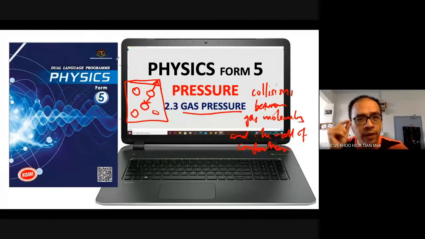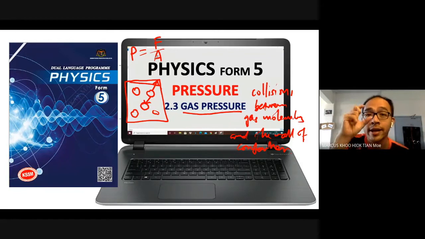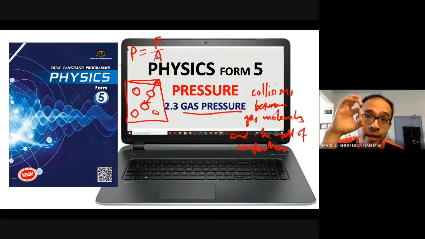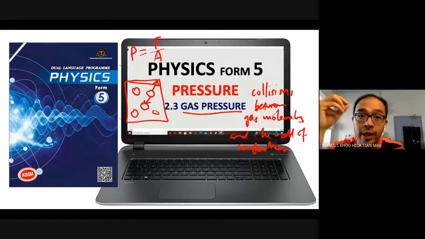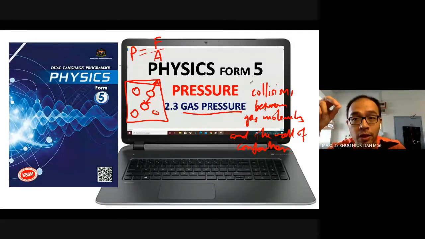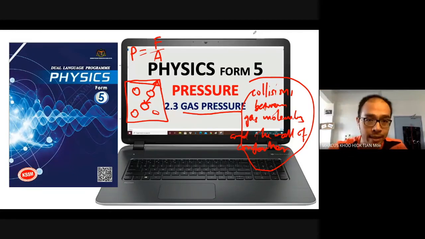Remember the very fundamental formula for pressure: whenever there is a force over a certain amount of area, that area is going to experience pressure. And because the force comes from the collision, pelanggaran antara gas molecule dengan dinding, therefore we call that gas pressure. The basics of this is that gas pressure is disebabkan oleh pelanggaran antara molekul gas dengan dinding bekas, any bekas.